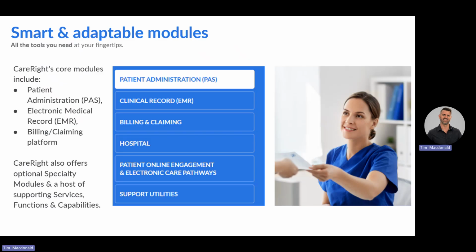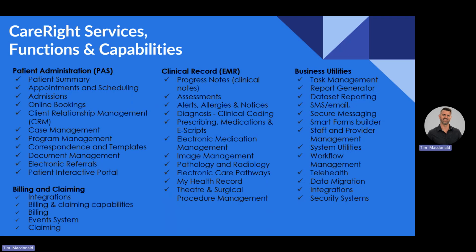Talking about the core functionality of CareRight, the core modules encompass a patient administration system, electronic medical record, and billing and claiming. And then there's a whole raft of specialty modules and supporting services, functions, capabilities, and existing integrations, which you can pick and choose from to be part of your application or not. This slide is probably already outdated. We're very progressive when it comes to our development schedule, but I thought I'd show up here the common functions and capabilities and services. These are split between PAS, EMR, business utilities, and claiming.